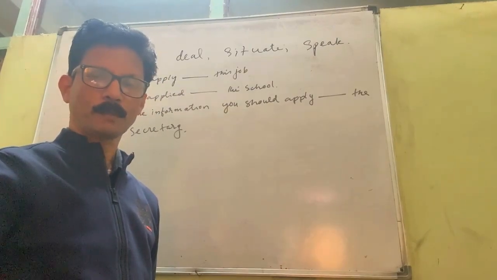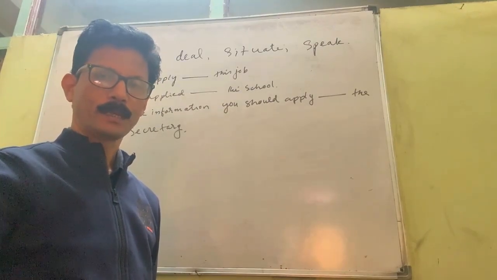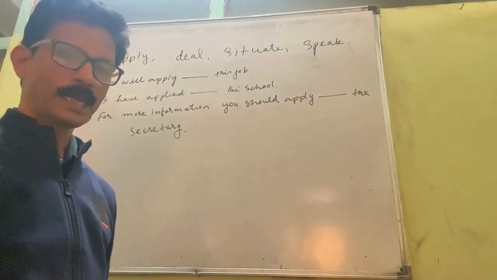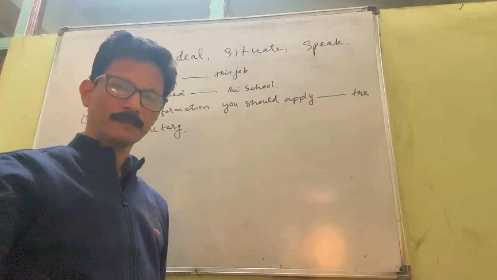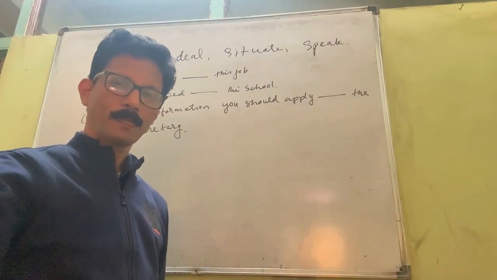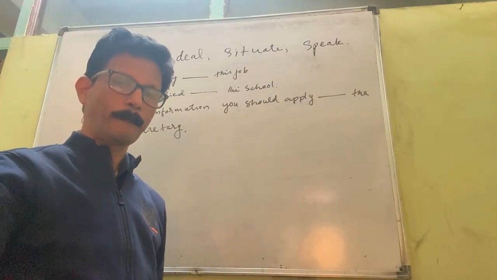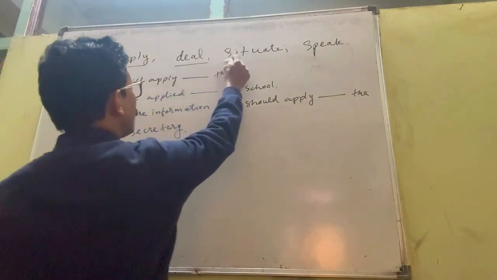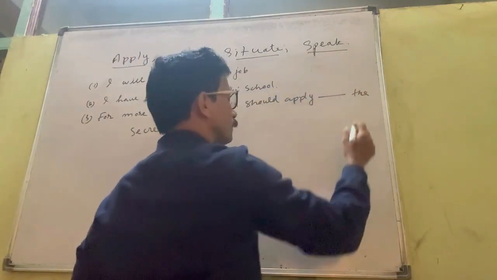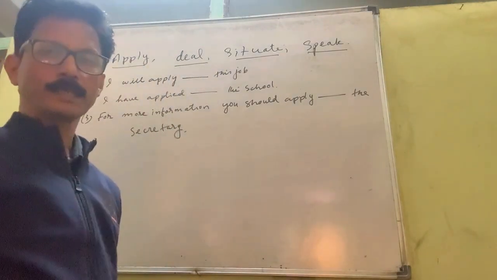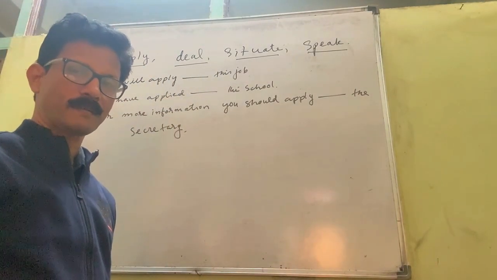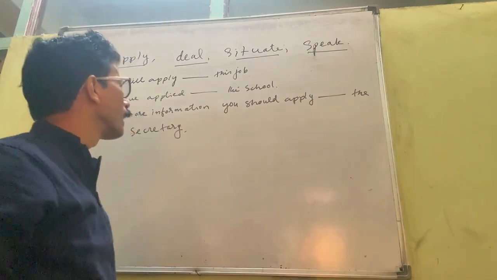We'll proceed with more prepositions and rules. In the previous videos, we discussed the prepositions used with verbs like died and lived. Today, we'll take up new words. I have written apply, deal, situate, and speak. Here also you can see different prepositions are used depending upon the situation or purpose. Okay? So let us see now.